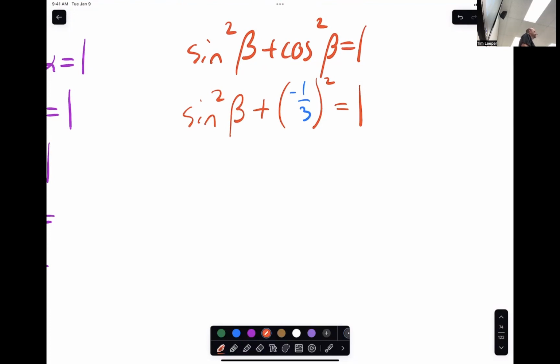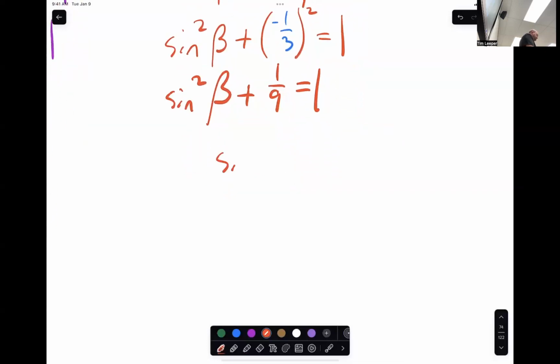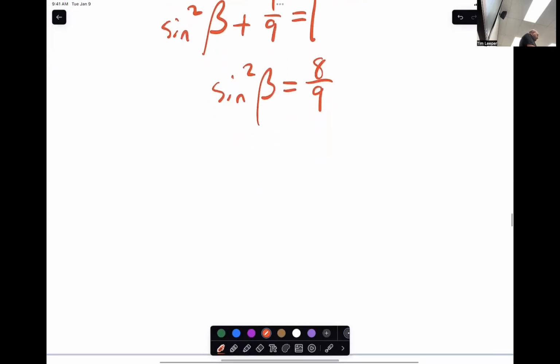Square the 1/3. 1 squared is 1, 3 squared is 9. This means that sine squared beta plus 1/9 is equal to 1. So sine squared beta is equal to, subtract the 1/9 from both sides. What's 9 minus 1? 8. Keep the denominator the same, so it's 8/9. Good. Then we'll use the square root property.